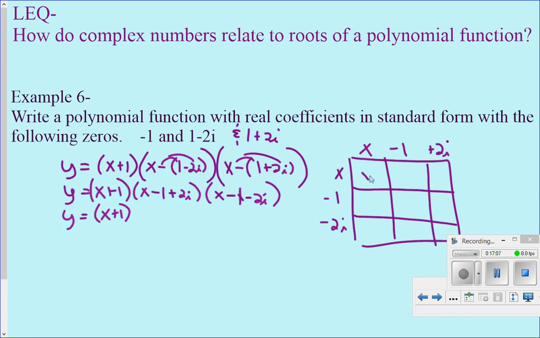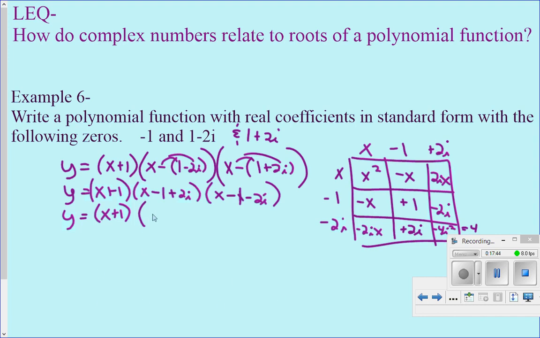So x times x is x squared. X times negative 1 is negative 1x. X times 2i is 2ix. Negative 1 times x is negative x. Negative 1 times negative 1 is positive 1. Negative 1 times 2i is negative 2i. Negative 2i times x is negative 2ix. Negative 2i times negative 1 is positive 2i. And negative 2i times positive 2i is negative 4i squared. So negative 4i squared means negative 4 times negative 1, which is 4.